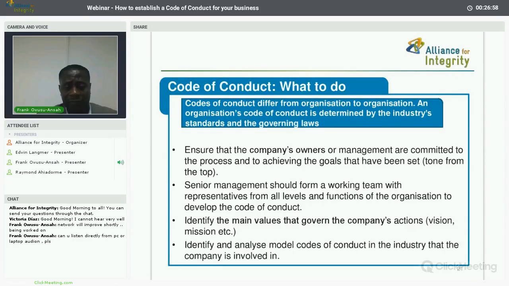Then we say identify the main values that govern the company's actions, and the model codes of conduct in the industry that are also company.